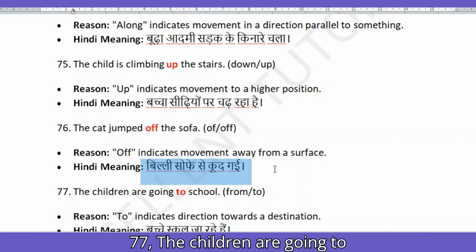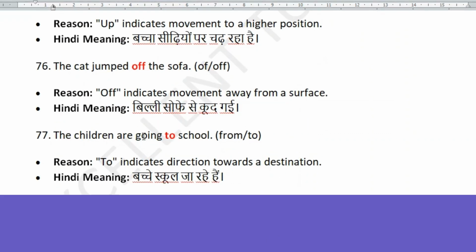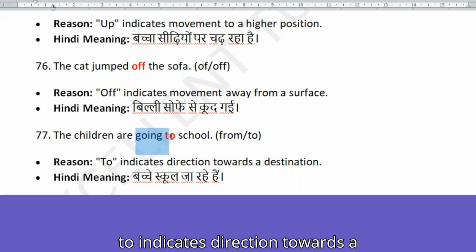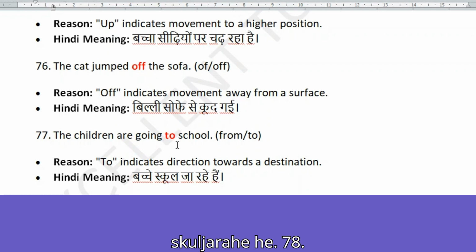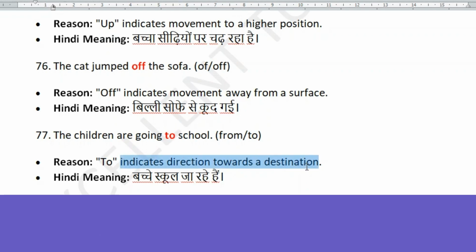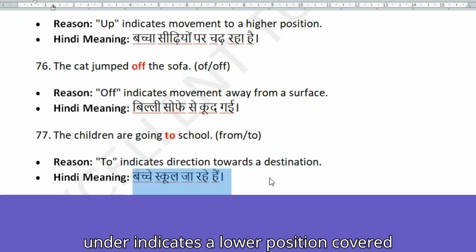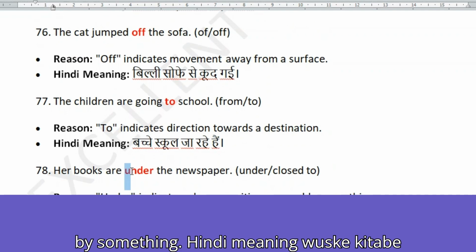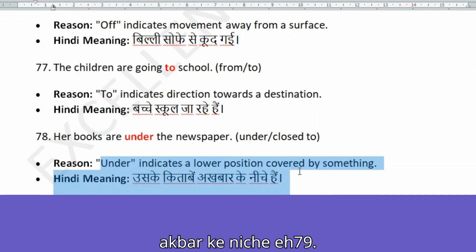77. The children are going to school. From/to. A reason: to indicates direction towards a destination. Hindi meaning: बच्चे स्कूल जा रहे हैं. 78. Her books are under the newspaper. Under/close to. A reason: under indicates a lower position covered by something. Hindi meaning: उसके किताबें अखबार के नीचे है.